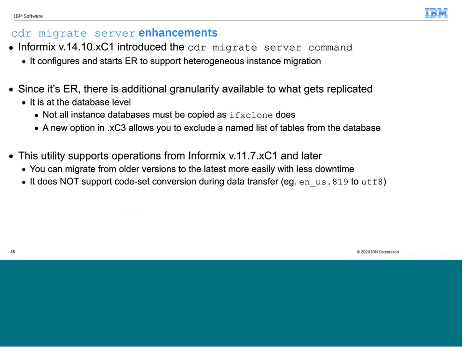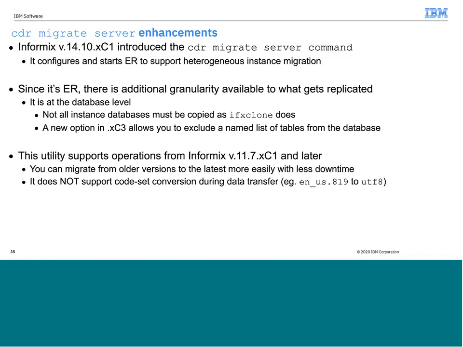So let's say you need to migrate from AIX to Linux or Windows to some other platform. Yes, you could unload the data to ASCII, do a DB export, DB import. It's much, much faster to use Cdr Migrate Server. Since it's ER, you have a lot of granularity in terms of what gets replicated. Unlike the HA cluster, which replicates at an instance level, Migrate Server operates at a database level. So you could have 20 databases in the instance, but only want to migrate one of them, you can do it. Unlike IFX clone or so forth, which grabs everything.